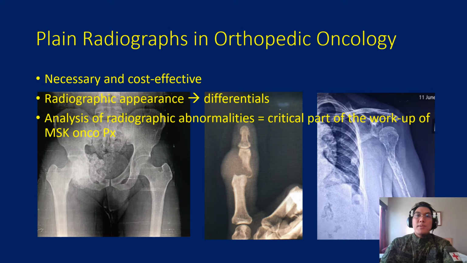The radiographic appearance of the lesion will help the clinician develop an initial differential diagnostic list and determine further clinical and radiographic investigations. Analysis of the plain radiographic abnormalities, therefore, is a critical part of the workup of the musculoskeletal oncology patient.